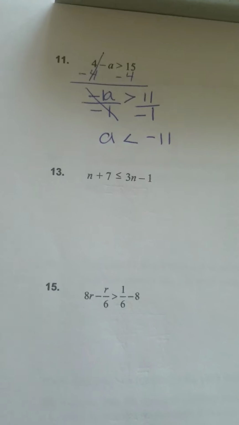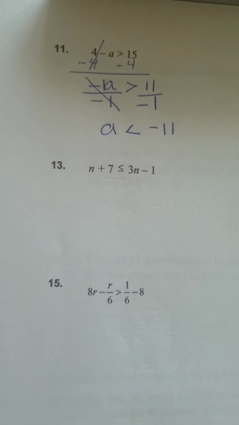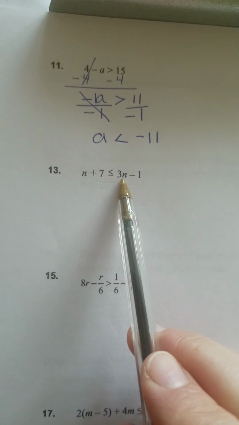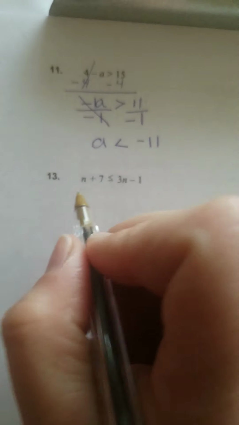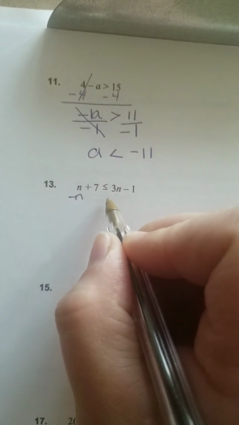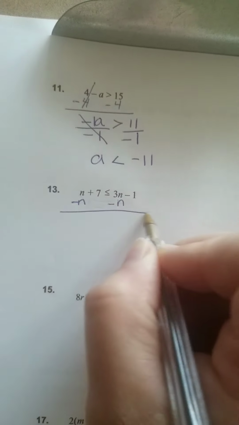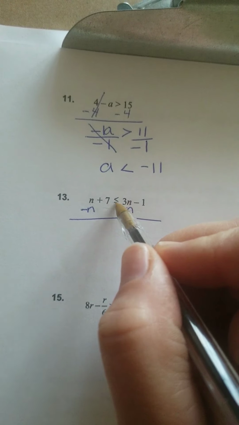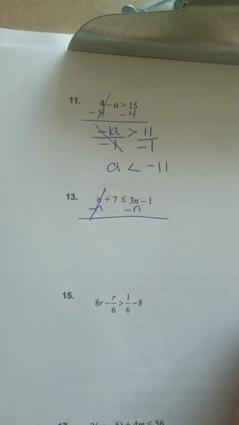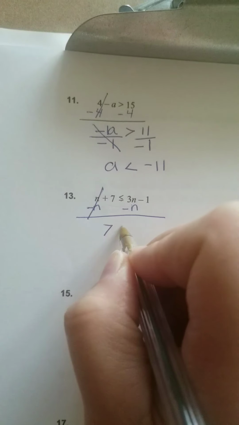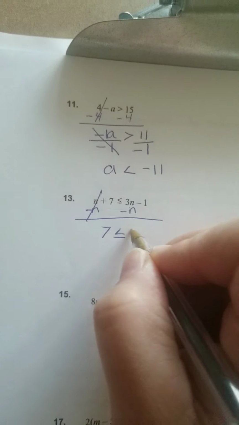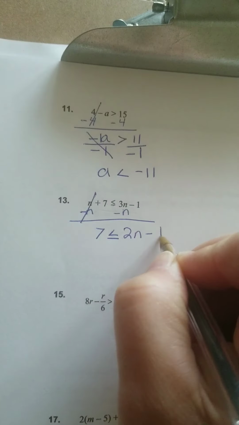In question 13, you'll see that there are 2 terms that have n in it. N here and an n here. So we're going to take the smaller one. We're going to move it over to be with its friend over here. In order to do that, I have to do the opposite to cross that inequality sign. So that cancels, and I get 7 is less than or equal to 2n minus 1.